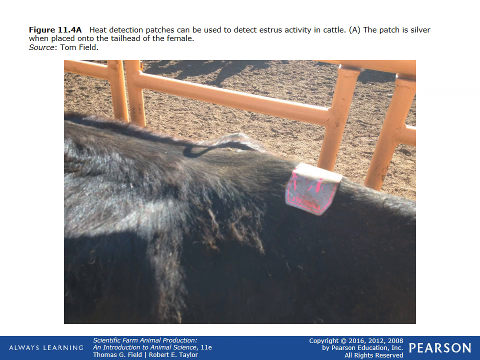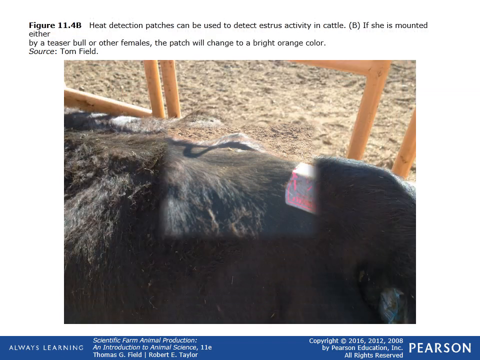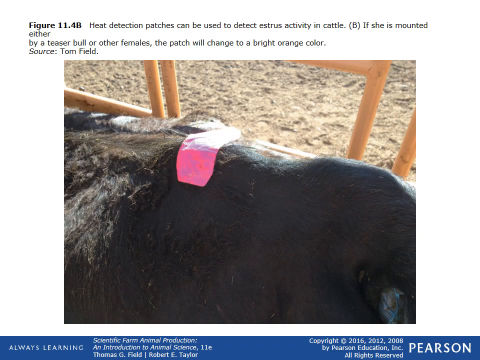Here's a heat detection patch that we can slap on the top of an animal. It's silver. When you place it on the tail head, it kind of sticks with a little bit of glue there. And then I think the next one, this cow's been ridden, and so it rubs it off, and it's bright orange in color, and you can kind of look out across your pen and notice that animal clearly has been ridden.